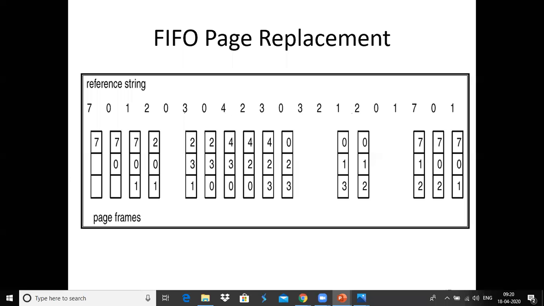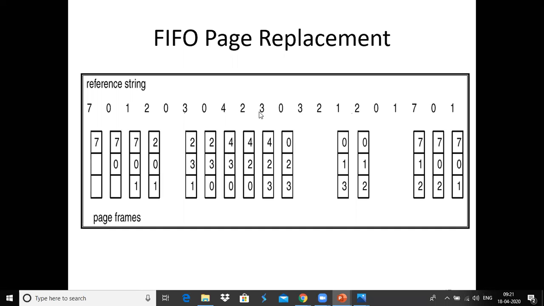Again 2 comes here. 2 does not previously occur in these frames, but the frames are already filled in. So which frame will you replace? 3 will be replaced. So 2 comes here at the position of 3, and again a page fault for 2.